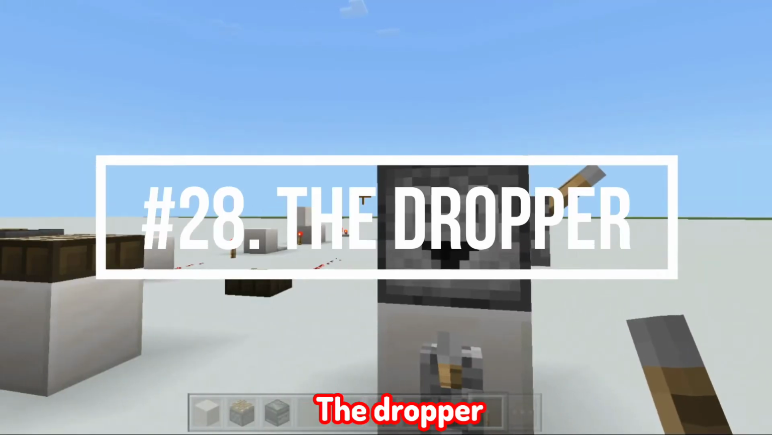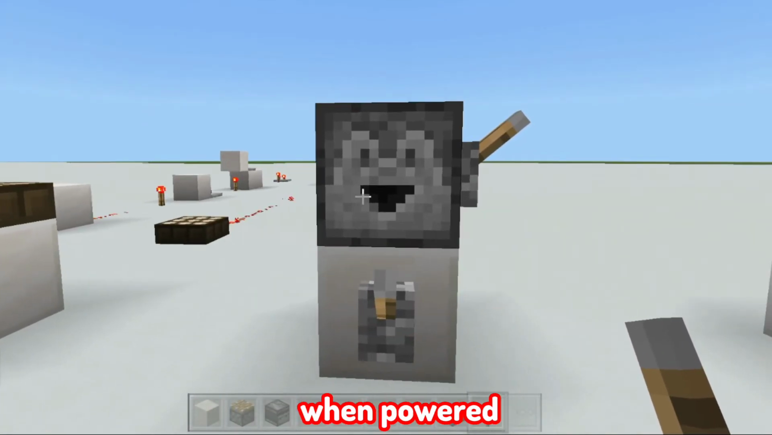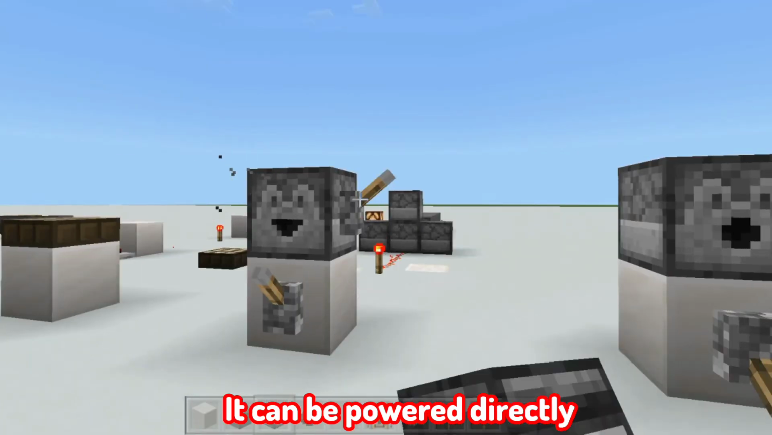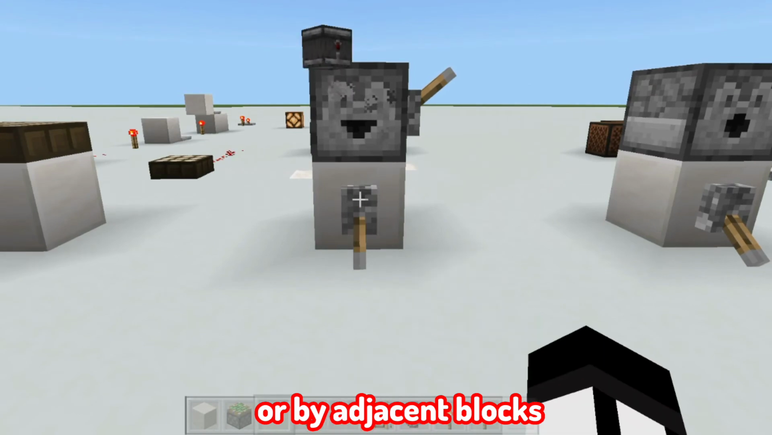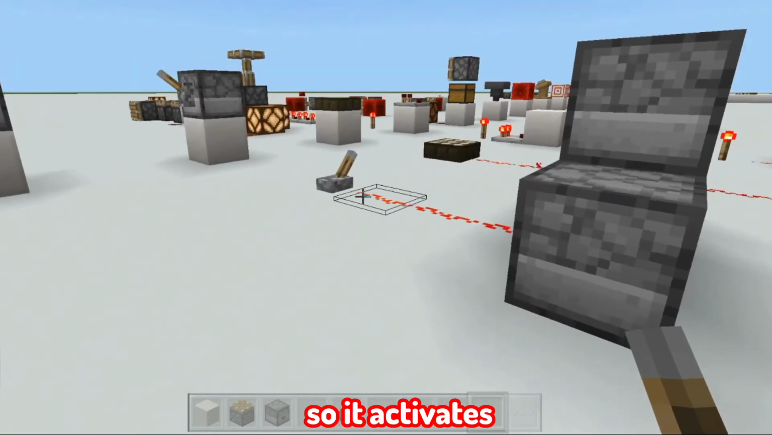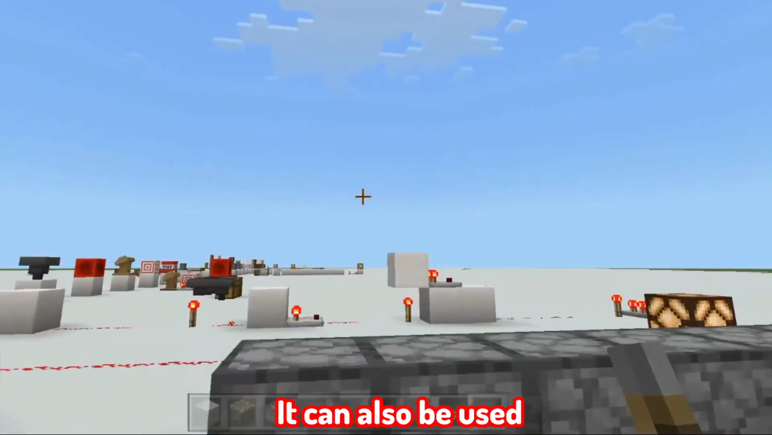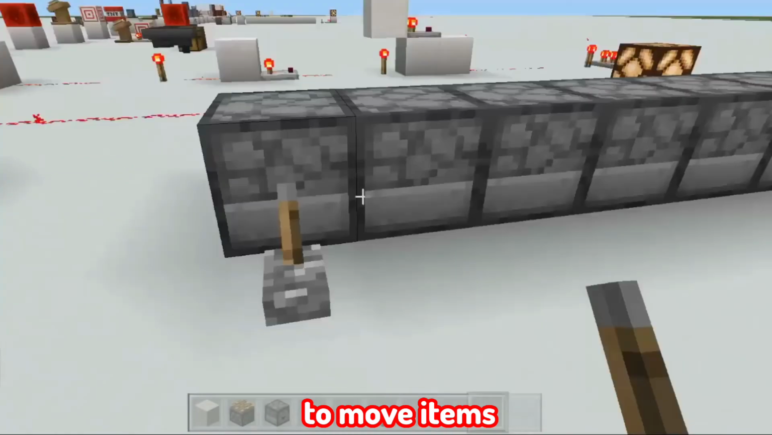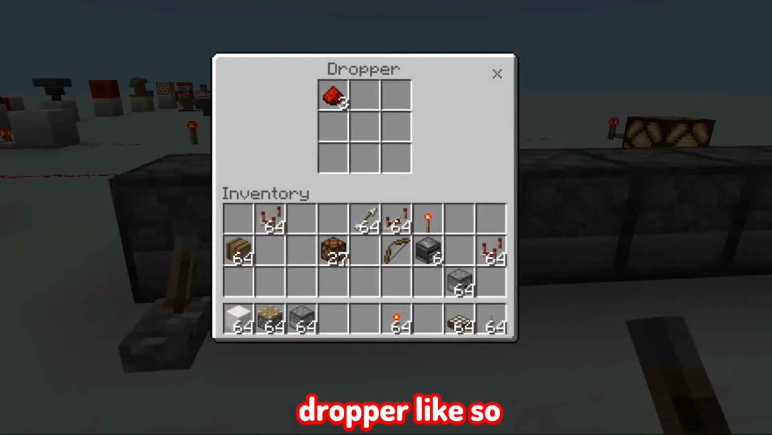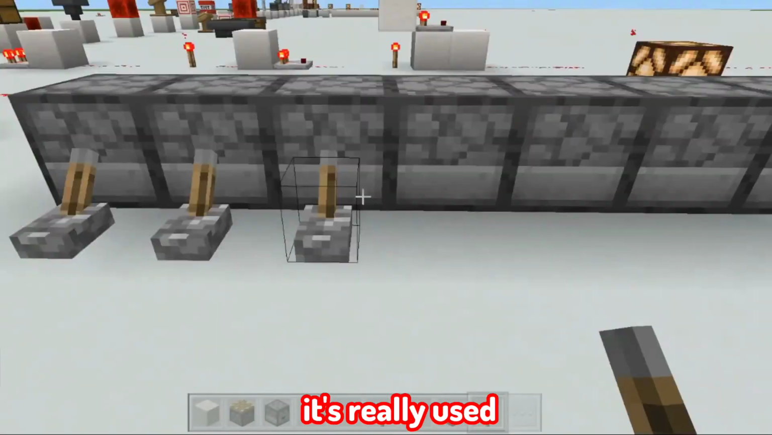The dropper will spit out a random item from its inventory when powered. It can be powered directly or by adjacent blocks. It's a solid redstone component, so it activates all other adjacent droppers next to it. It can also be used to move items from dropper to dropper like so, but it's slow and there's the hopper, so I'm not sure it's really used.